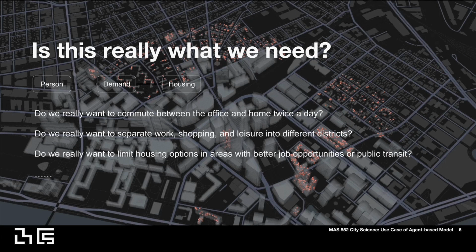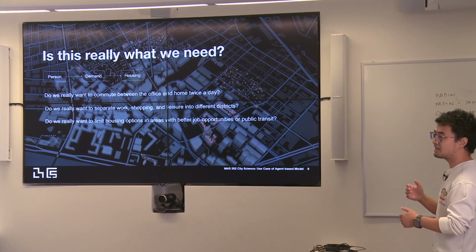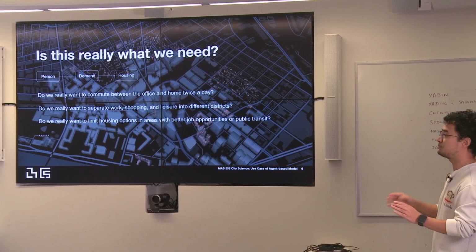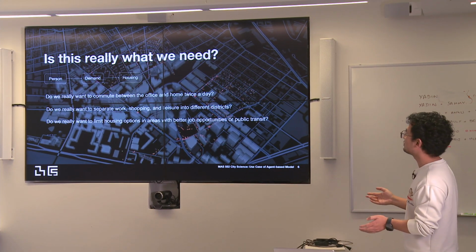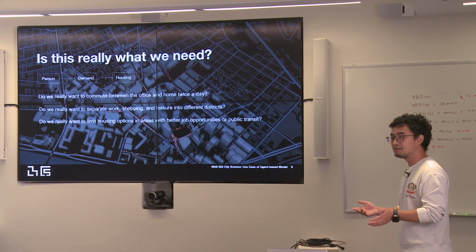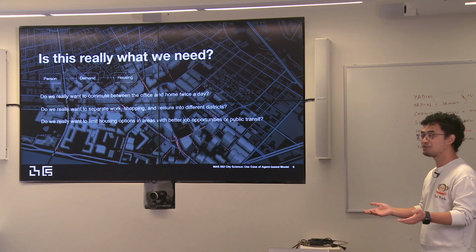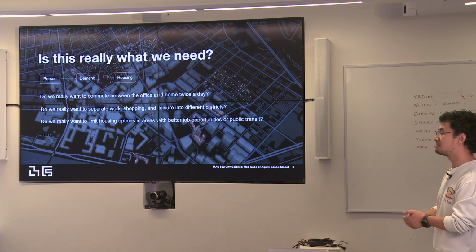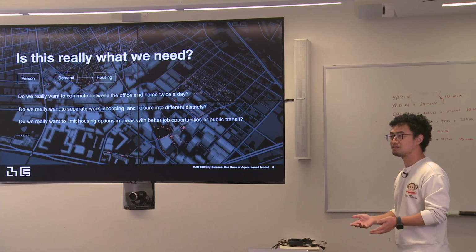But is this zoning really what we need? As the system gets more and more complex, it seems like we are going further and further from the simple logic that we build what we need. For example, do we really want to commute between the office and the home twice a day? This morning, I walked from my apartment to the Media Lab, and it takes me 15 minutes, and I don't think I like it. But there's no affordable housing for me. Like I can just live on the campus.